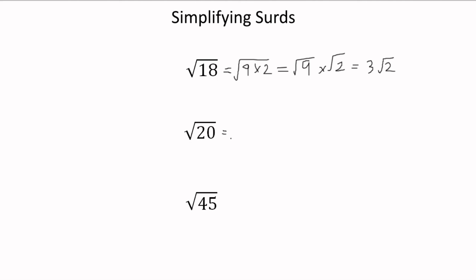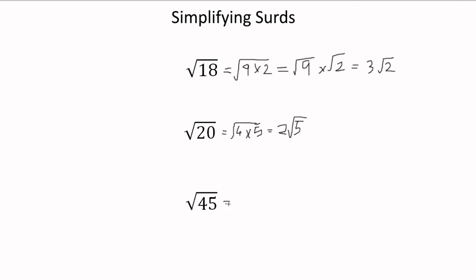So root 20, we can split this up into 4 times 5, and 4 times 5 is 20. But we also have the root 4 here, and root 4 is 2, and root 5 stays the same. So in the end, we have 2 root 5. And that's it with that.